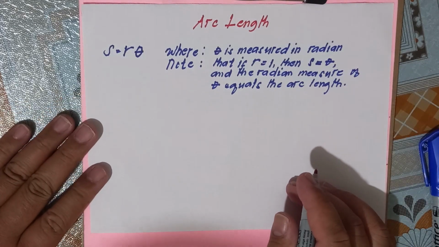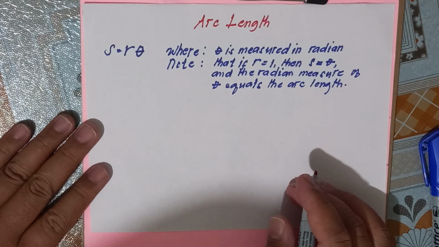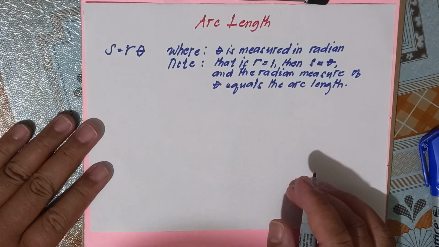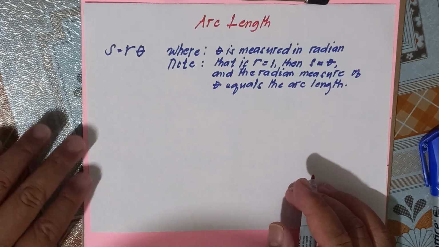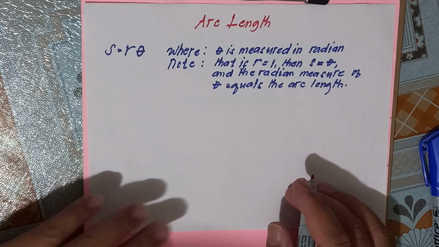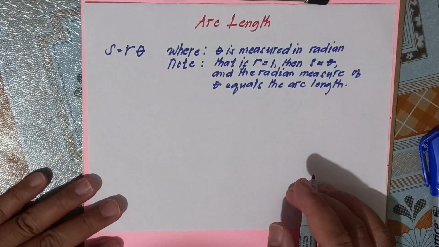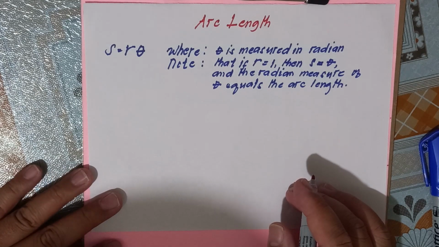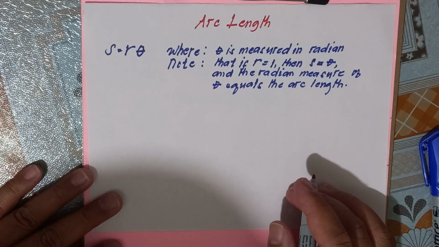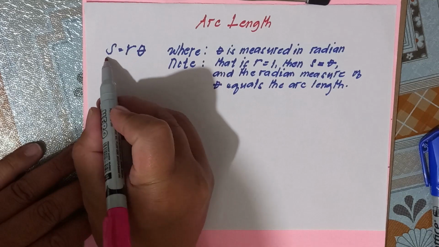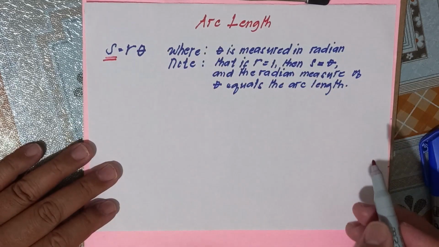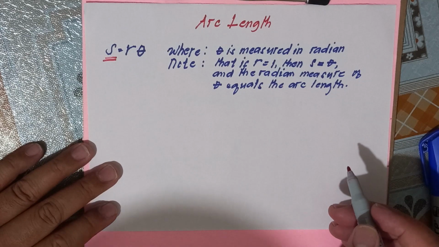Our focus is finding the length of an arc, or arc length. So how do we find the arc length? The arc we are talking about here is a part of the circumference of a circle. To compute the arc length, S will always be considered as the length of the arc.